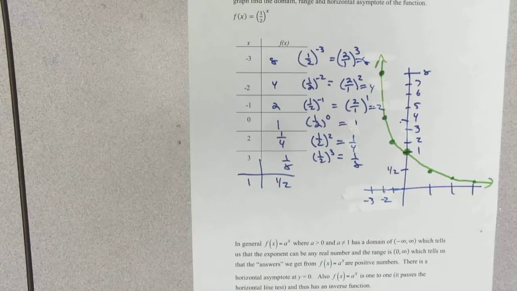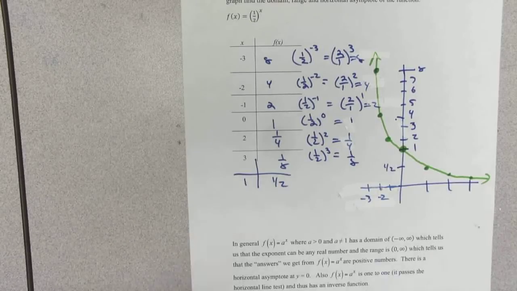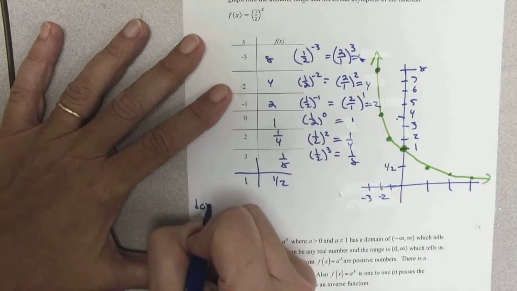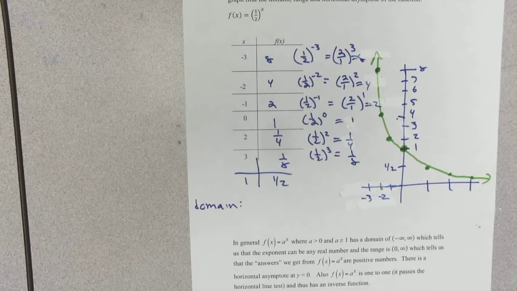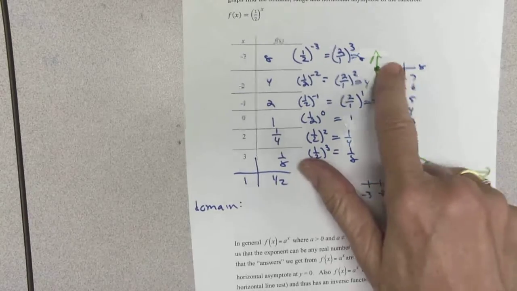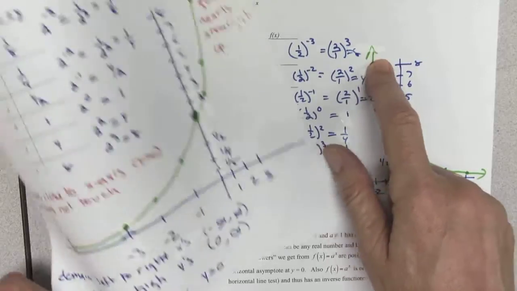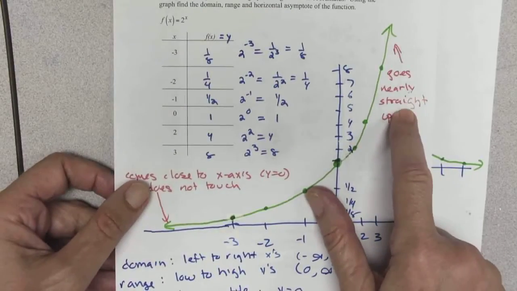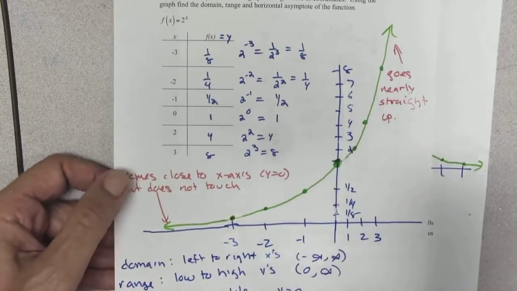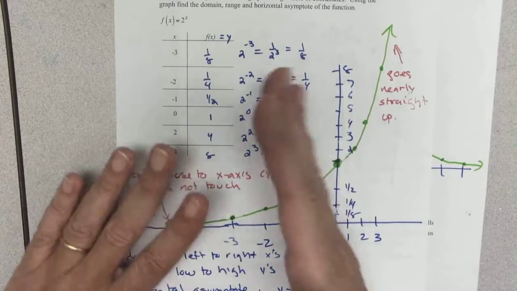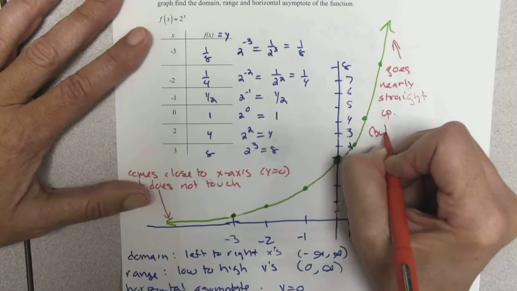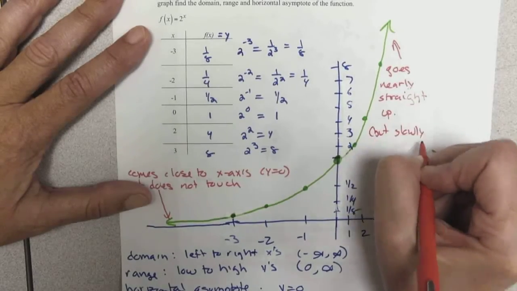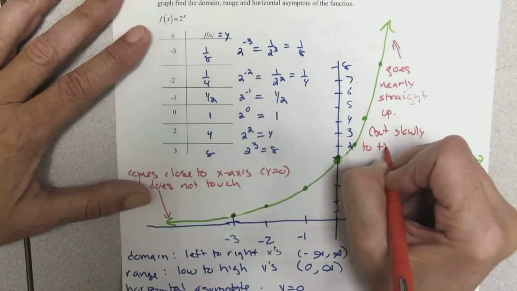And we see we got that same basic shape again, and we get to say the same stuff about it. The domain, it's still left to right, your x's. Now over here, it's going nearly straight up. And I should have been a little more specific here: it goes nearly straight up, but it's also going a little bit to the right. Nearly straight up, but slowly to the right.